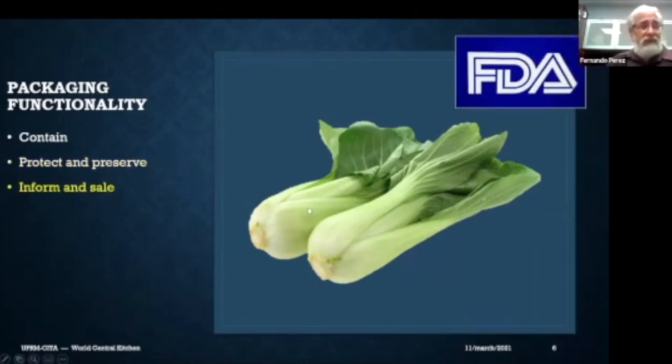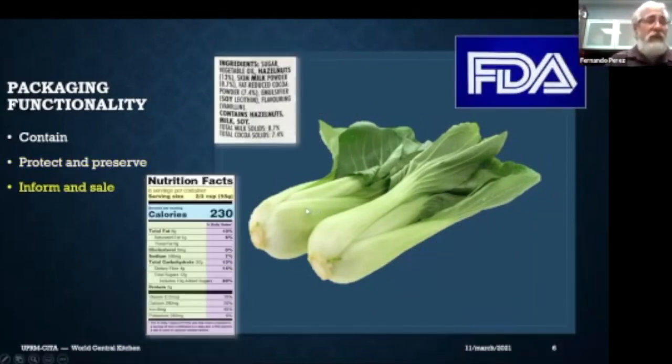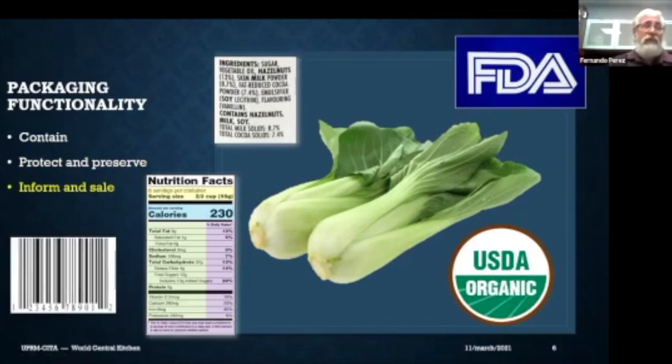The third one is inform and sale, and that's the one we're going to be focusing on today. So right now, I'm just going to tell you that inform has to do with providing consumers with all the information and data that regulatory agencies require us to provide. We're going to leave it at that for now, and later we're going to come back and talk about all the different requirements on labeling. The other portion of that role, which is inform and sale, is the sales part.